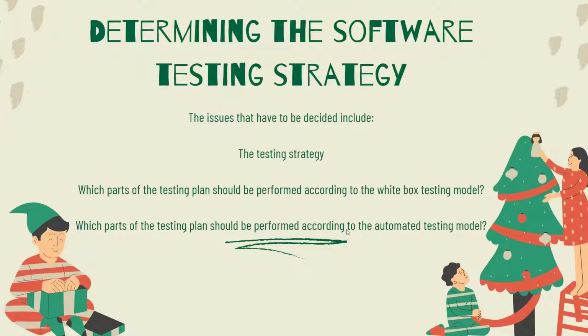Next is determining the software test strategy. The issues to be decided include the testing strategy. Should a big bang or incremental testing strategy be adopted? If incremental testing is preferable, should testing be performed bottom up or top down? Which parts of the testing plan should be performed according to the white box testing model? And lastly, which parts of the testing plan should be performed according to the automated test model?